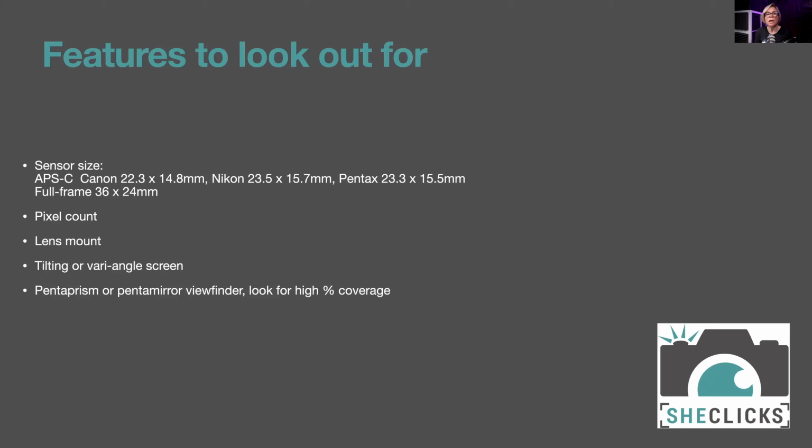It's also important to look out for what they call the percentage coverage of the viewfinder. So some cameras offer 100% view and others offer slightly less. So say if your camera offered a 95% view, that would mean that around the edges of the viewfinder, there could be objects that are in the image that you can't see.